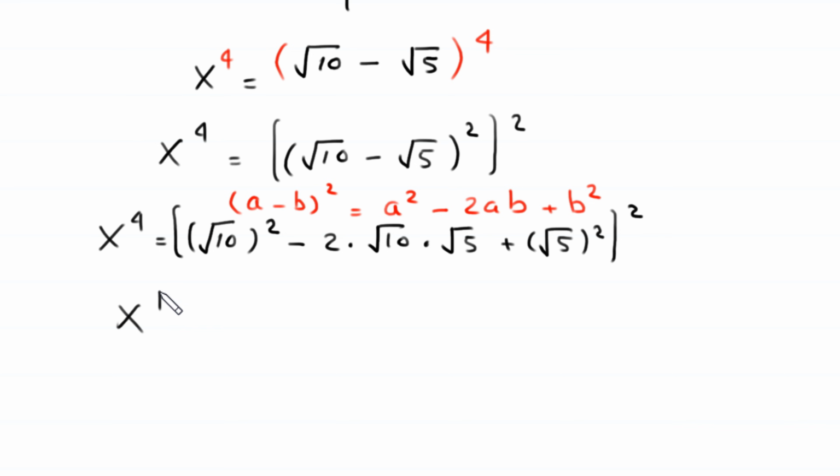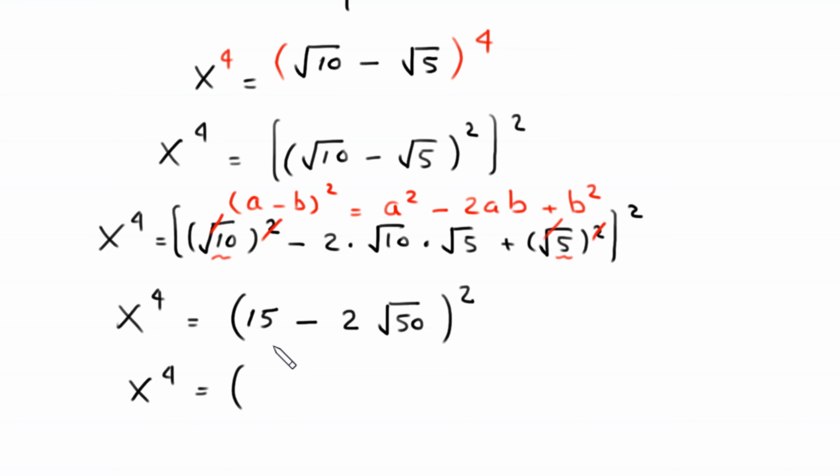Next, x to the power 4 is equal to, this square will be cancelled out with this square root, and this square will be cancelled out with this square root, and this 10 plus 5 will become 15, and negative 2 times root 10 times root 5 will become negative 2 times root 50 whole squared. Next, x to the power 4 is equal to 15 minus, this will become 2 times root 25 times root 2 whole squared.